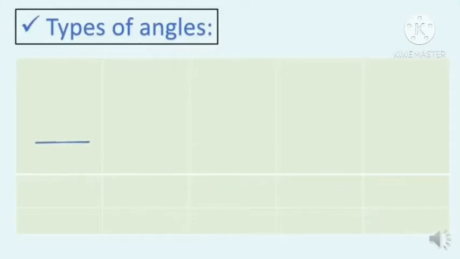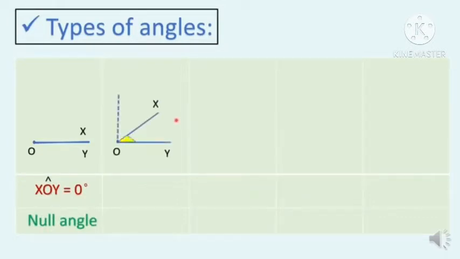Take this angle XOY of vertex O. Here it's a closed angle, so its measure is 0 degree. Then XOY is called a null angle. Null angle.